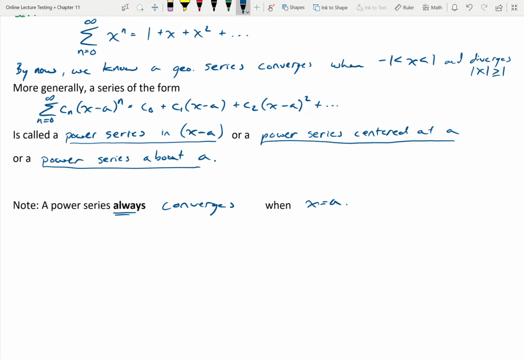So the big question is where else do these guys converge? So we know that they're going to converge at their center. Do they converge anywhere else? And so that's what the next part of this whole section is about power series, is where are these guys going to converge at?